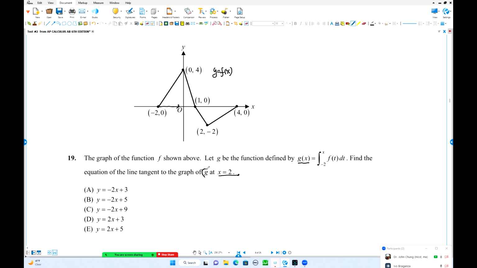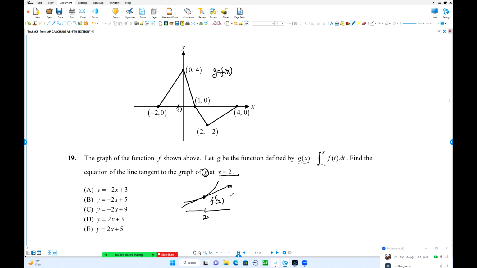Suppose this is the graph of g, and x is 2 over here. We have a tangent line, and you're going to find this tangent line. So we need a point and the slope. What is the slope? f prime of 2, right? That is the slope at x equals 2. And the point: when x is 2, what is g?